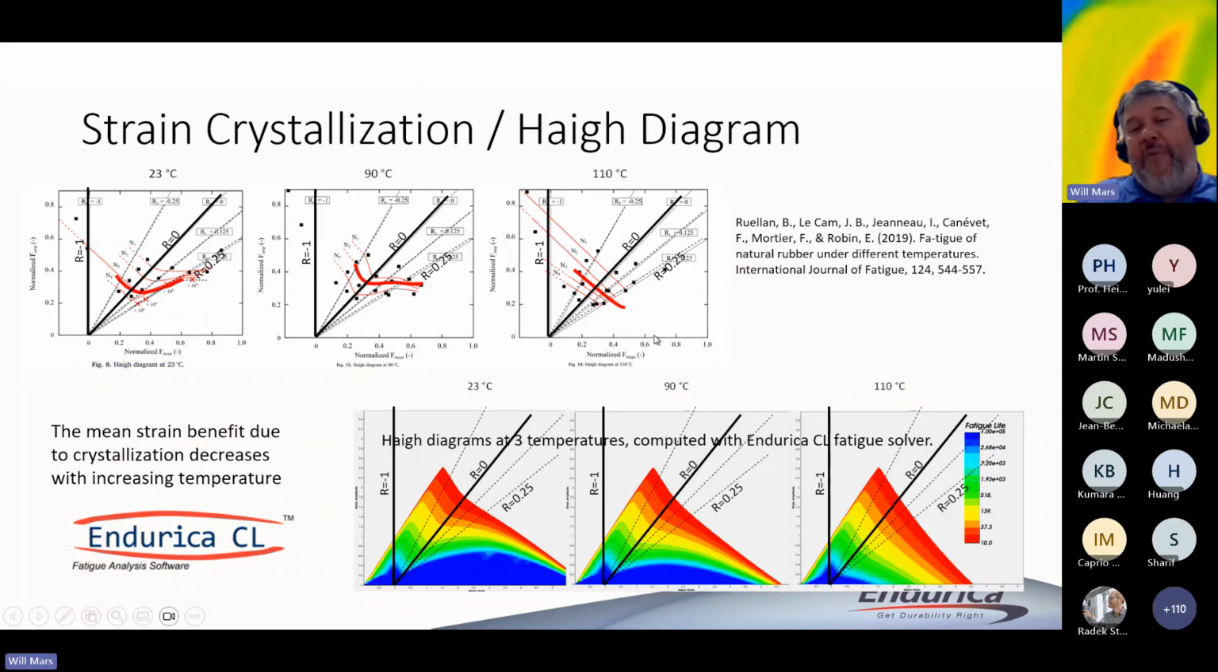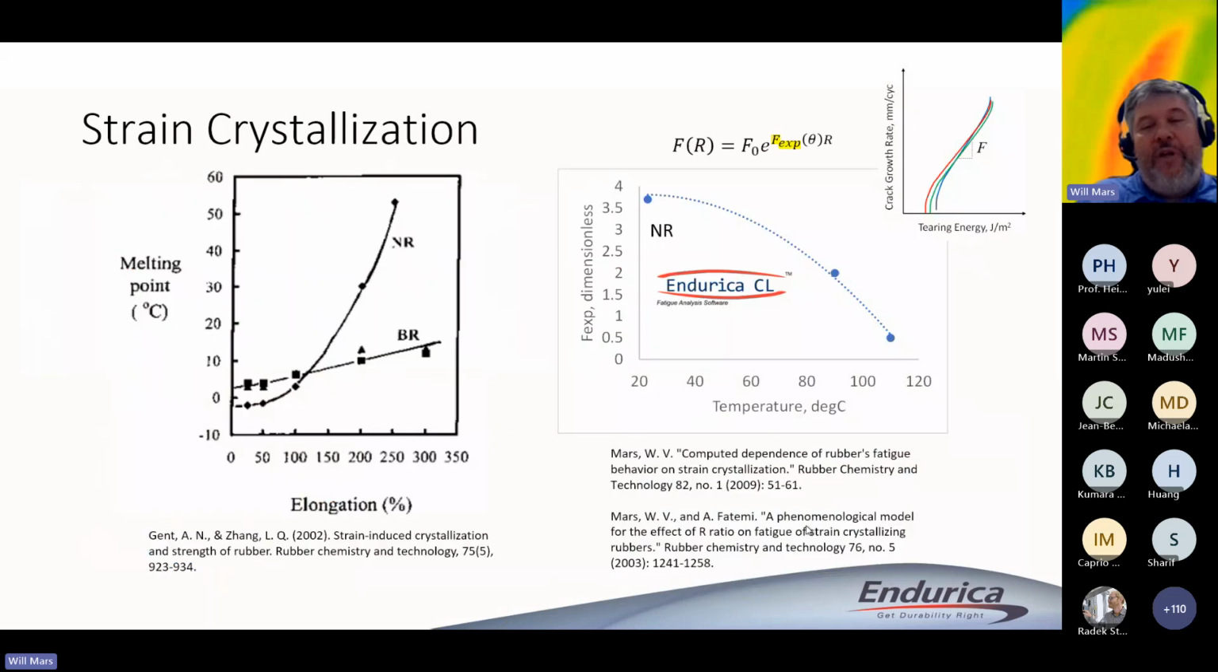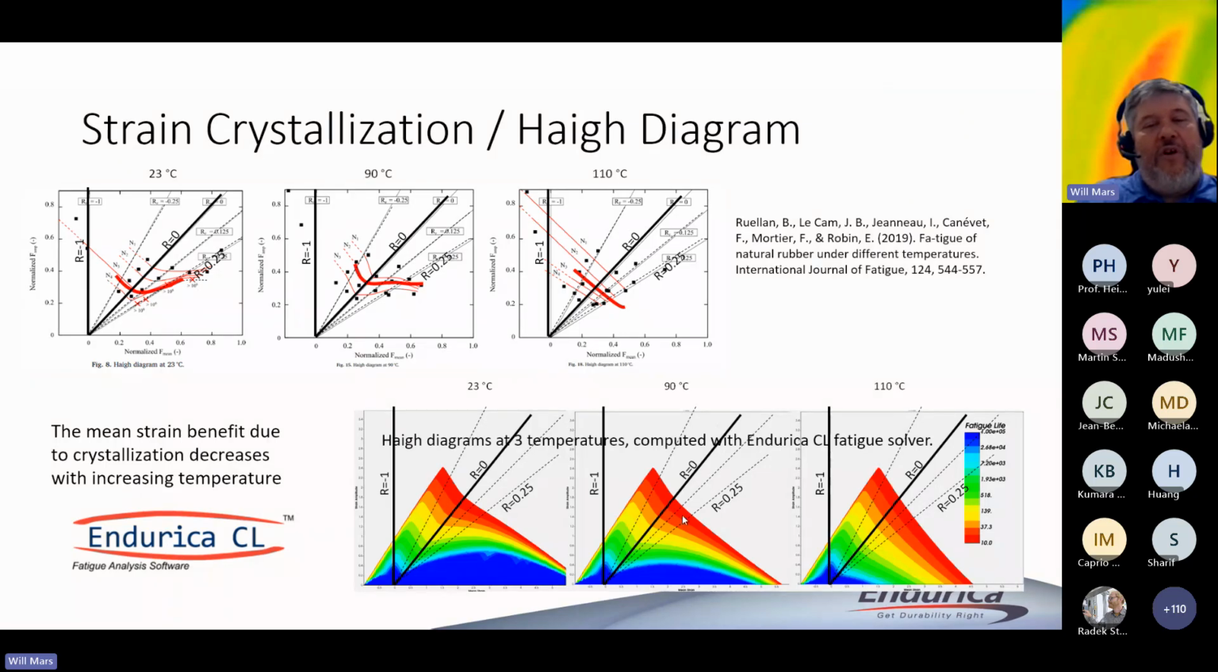And we've done quite a bit of work trying to model these experimental results. On the bottom row, you're looking at the computed Haigh diagrams that have been computed just from using this Mars-Fatemi model with a crack growth rate law. So if I just represent this temperature effect on crystallization, then I get this set of curves, where this is the 23, the 90, the 110. To make it easier to compare these experimentals with the computed curves, I'm just going to do a little animation here. There you go.